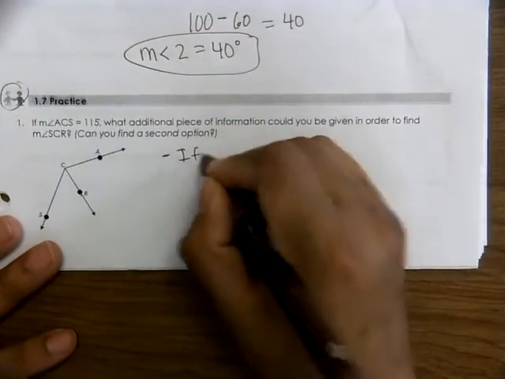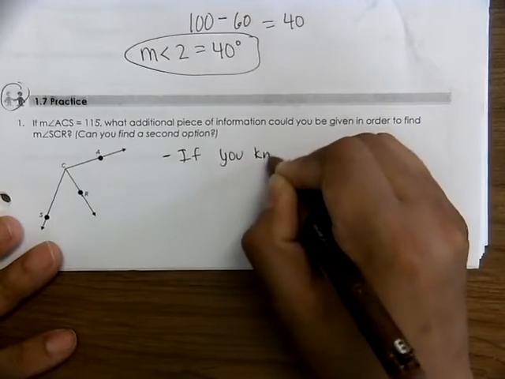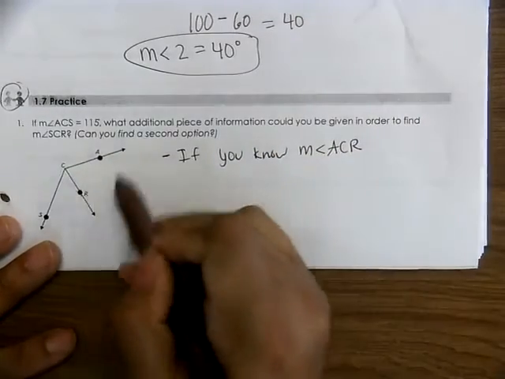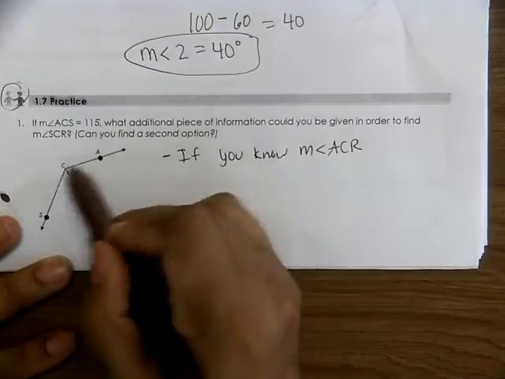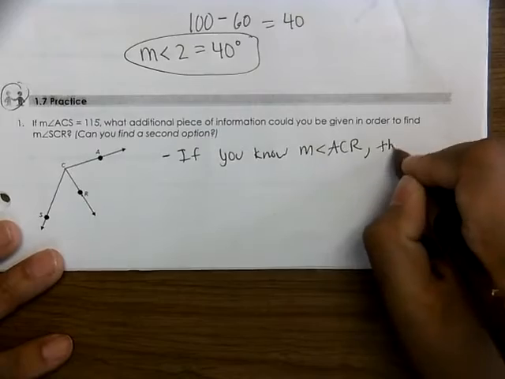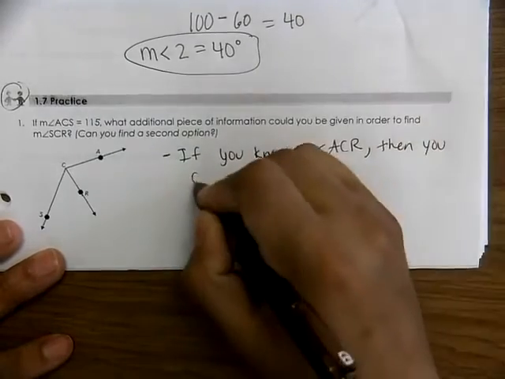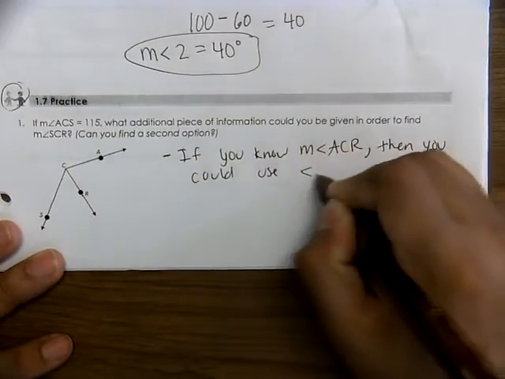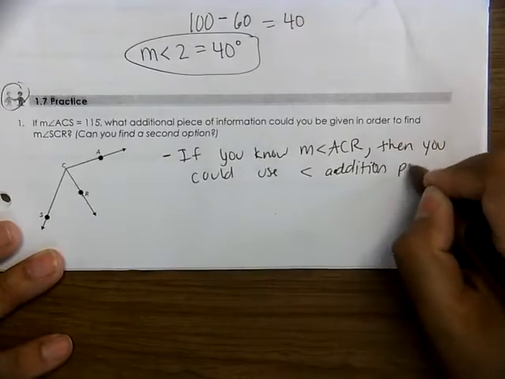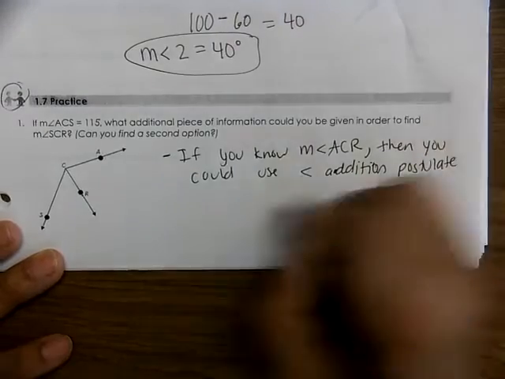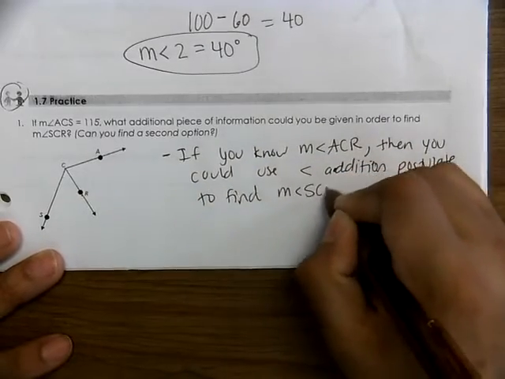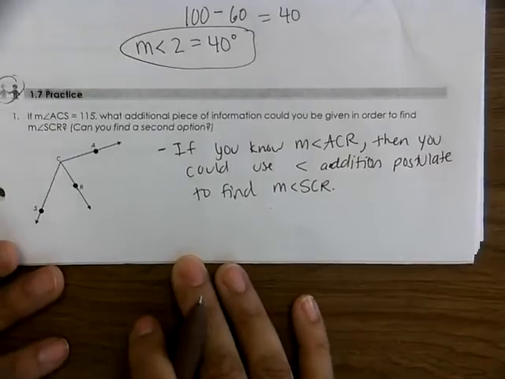So I'll try to write out two options that you could take. If you know the measure of angle ACR, that's the other portion of this whole big angle, then we can use the angle addition postulate to find the measure of angle SCR. Okay, so that's one thing we could do.